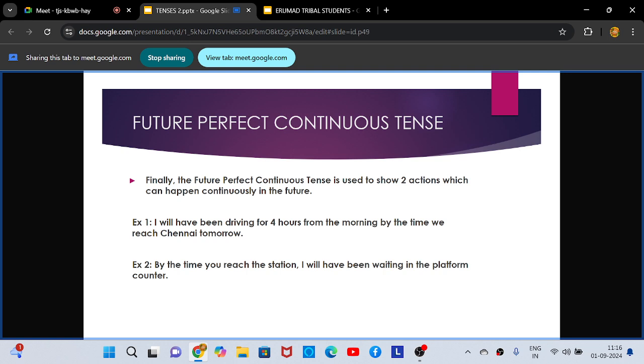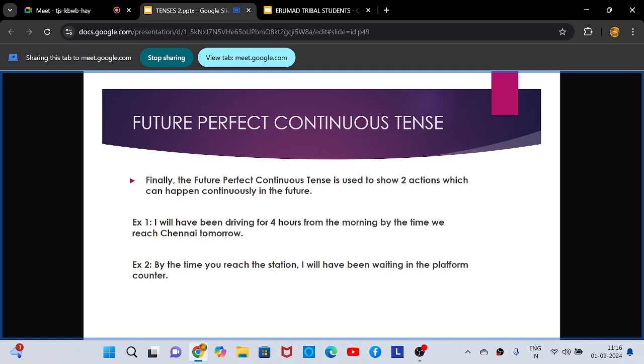So this is a complicated case. We don't use this tense much. I will have been driving for 4 hours from the morning by the time we reach Chennai tomorrow. Similarly, by the time you reach the station, I will have been waiting in the platform counter. It means by the time you reach the station, I will have been waiting in the platform counter. So I would have already reached that platform counter.